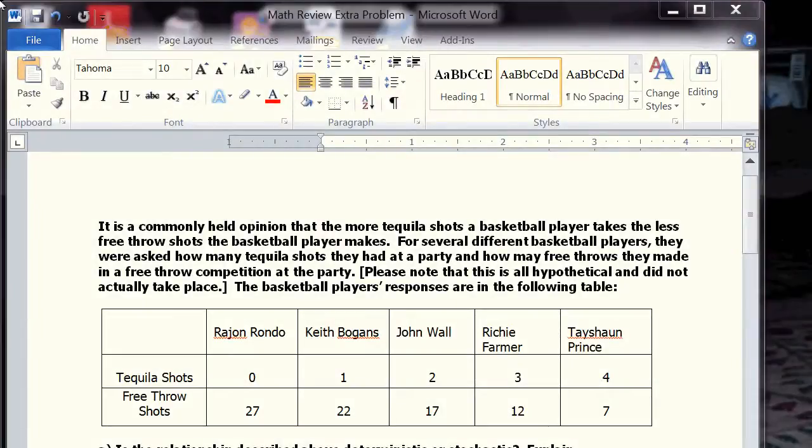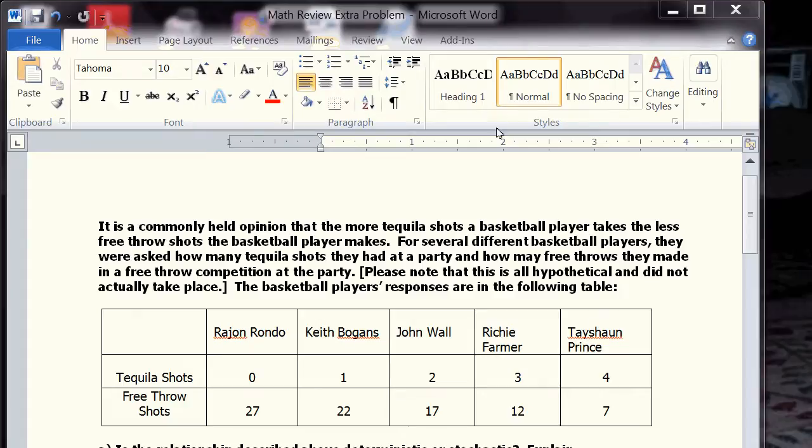This is an example that is meant to show you how to create a linear equation. The example we're going to use today is hypothetical. It never actually happened, but I think it's pretty funny, so I'm going to use it anyway. We're going to look at the relationship between former UK basketball players and how many tequila shots they take versus how many free throw shots they make.